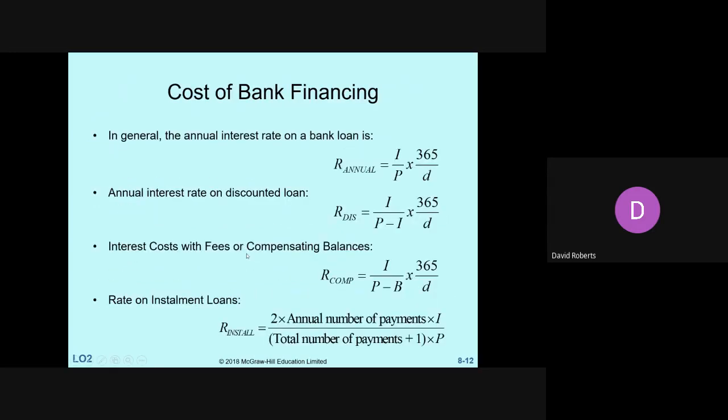Here's a summary of the formulas, which we'll go through in various examples, finding out the real interest rate on loans. And we'll go through several examples of this in the subsequent videos.